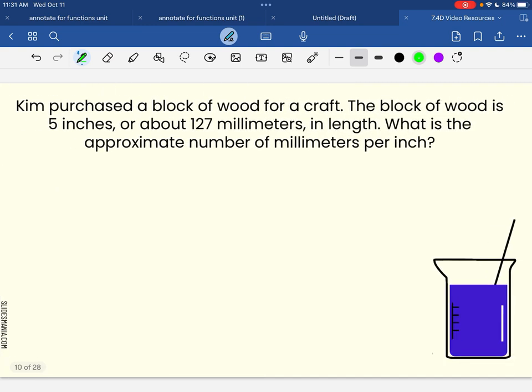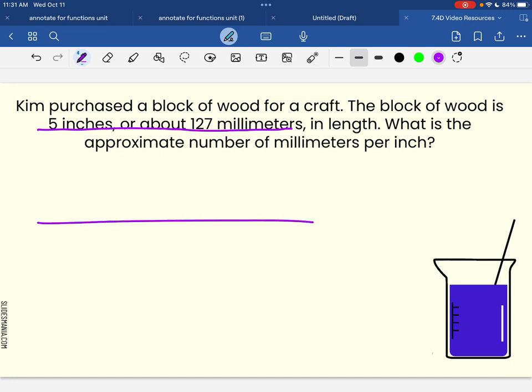So now we're going to go from what unit rate is to how to apply it and use it. We have Kim here who purchased a block of wood for a craft. The block of wood is 5 inches or about 127 millimeters in length. What is the approximate number of millimeters per inch? They told us that about 5 inches is about 127 millimeters.